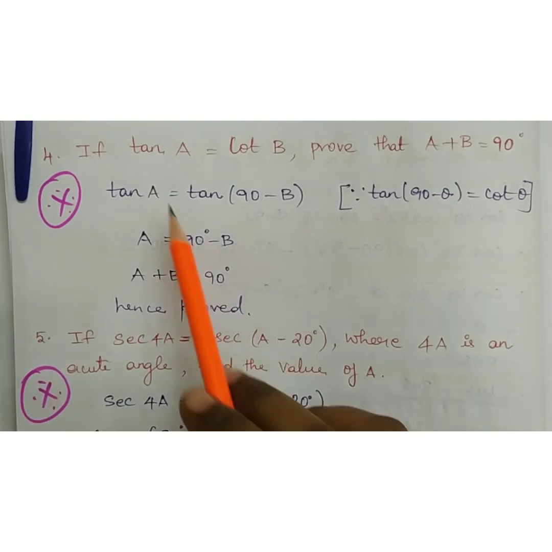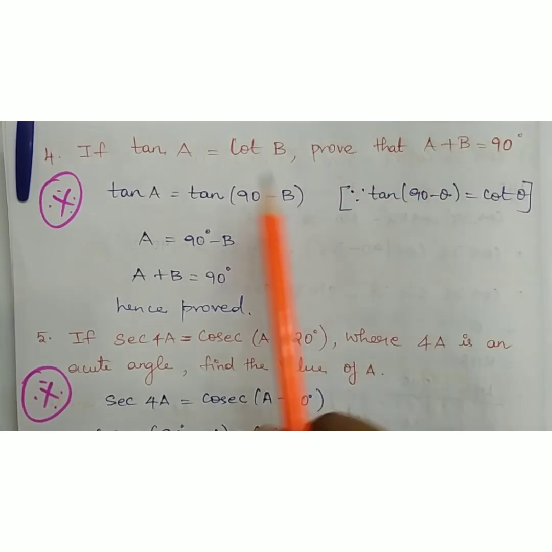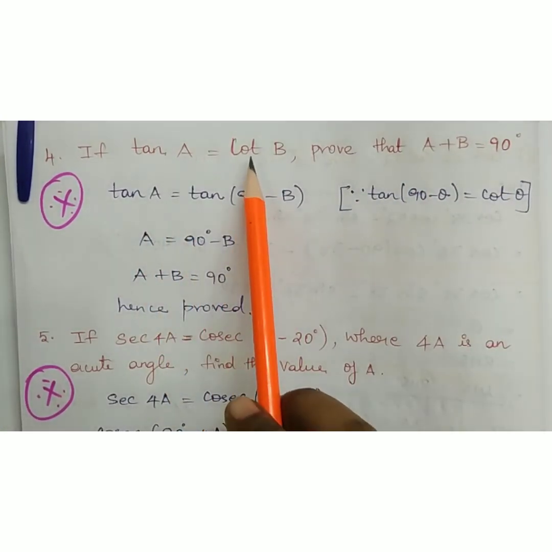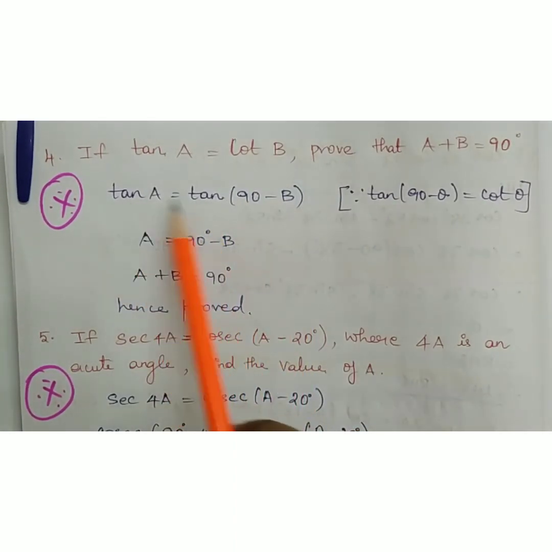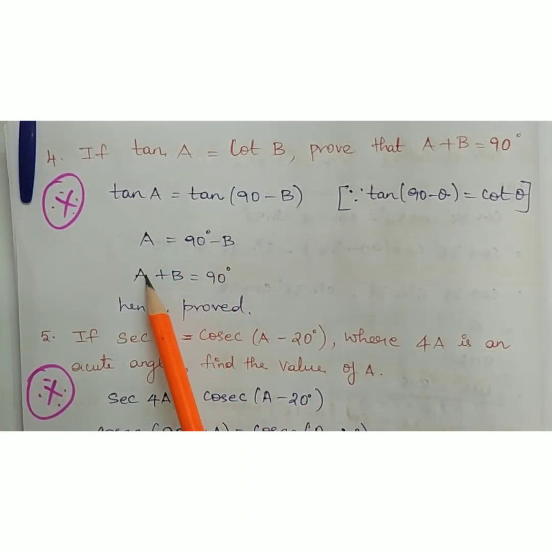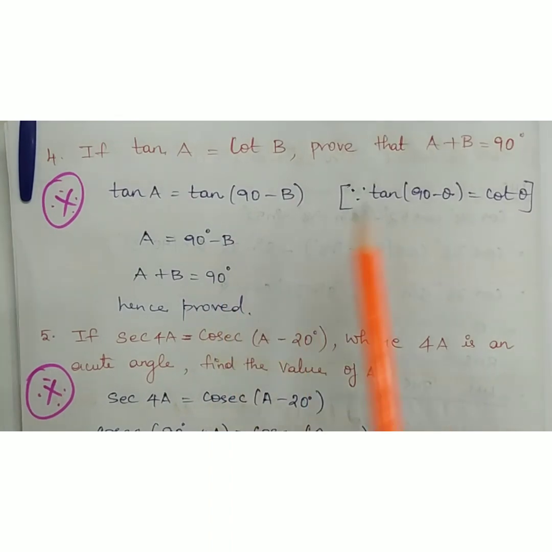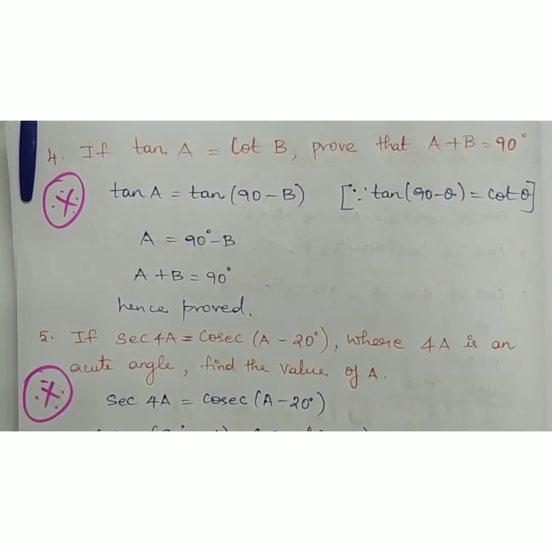Fourth sum. If tan a is equal to cot b, prove that a plus b equals 90 degree. So tan a is equal to this cot b, you are writing as tan of 90 minus b. So tan will get cancelled. A equals 90 minus b. This minus b, when it comes this side, will become a plus b equal to 90 degree. That's what you have to prove. So a plus b equal to 90 degree, hence proved.